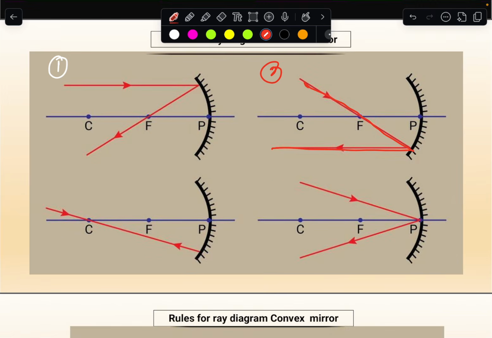Rule number 3: whenever a ray of light comes on the center of curvature, it will retrace its path, or it will follow its path back. What is the reason? Because here the angle of incidence becomes 0, so the angle of reflection is also 0, by the laws of reflection.